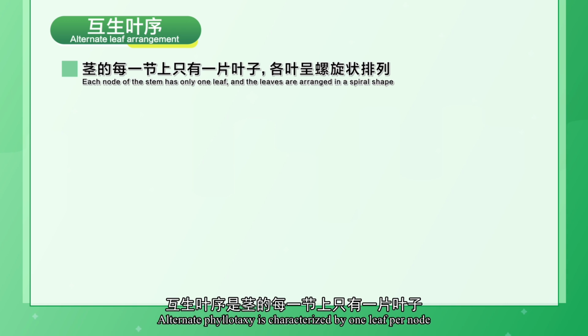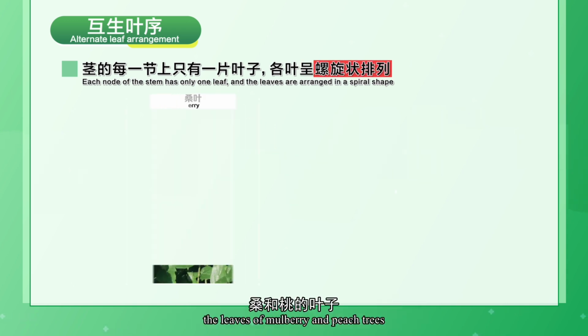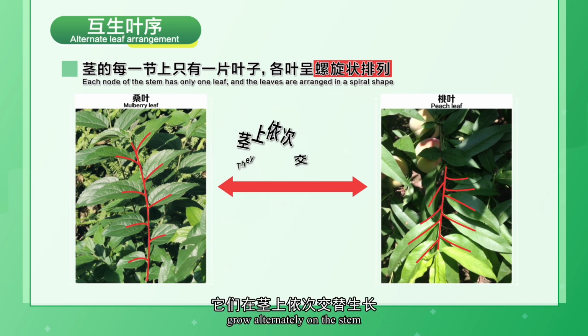Alternate phyllotaxy is characterized by one leaf per node, with leaves spirally arranged along the stem. For example, the leaves of mulberry and peach trees grow alternately on the stem.